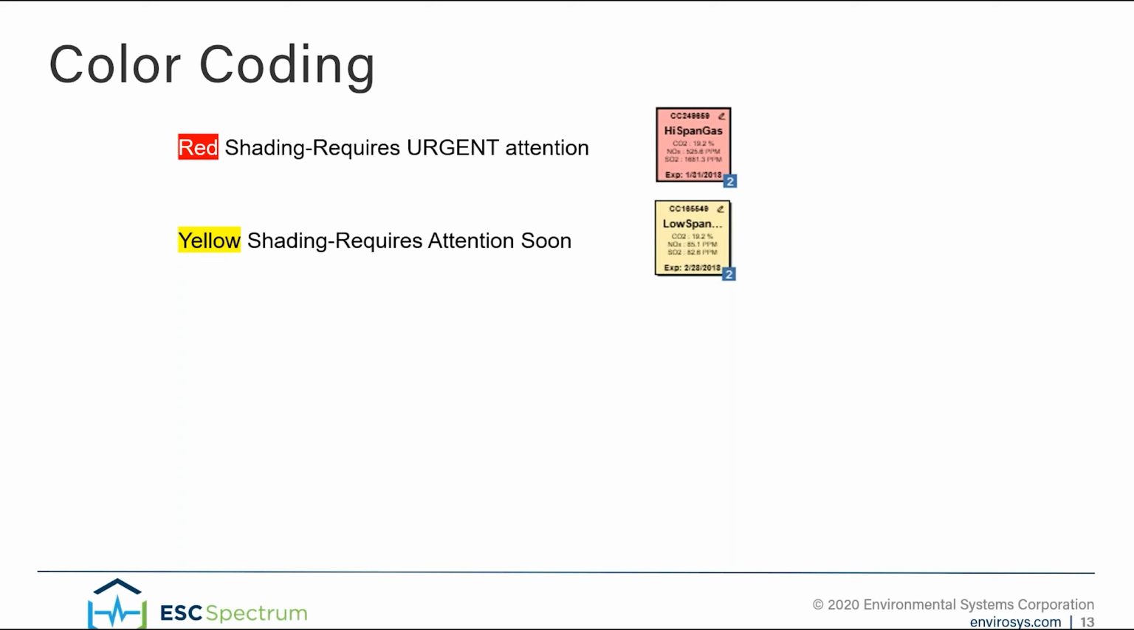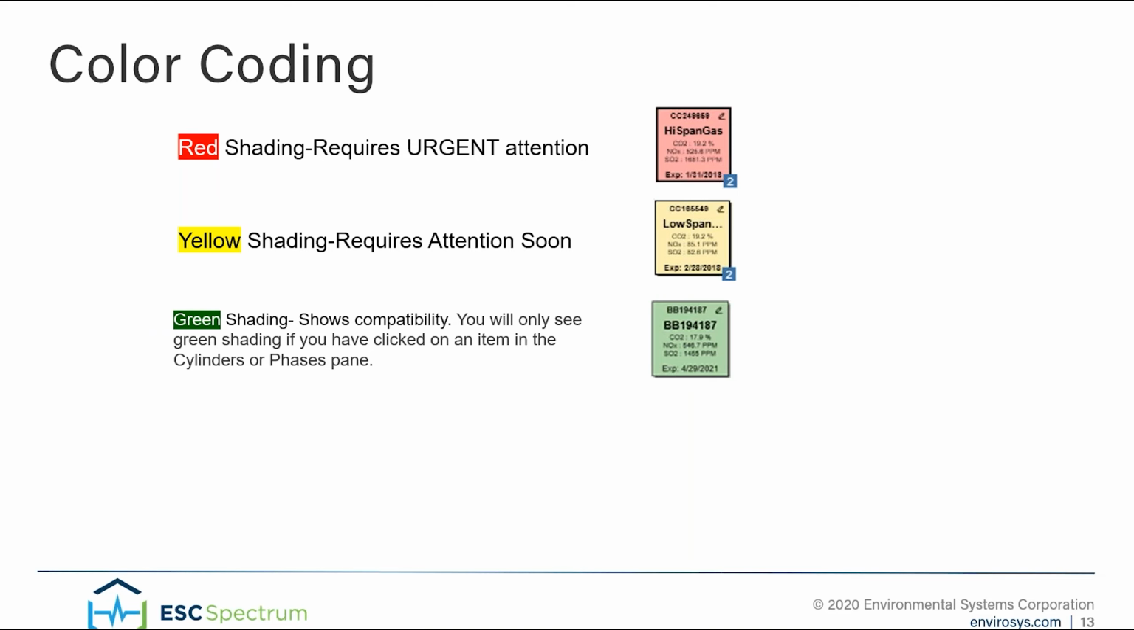If you see yellow, that means that this particular bottle is going to expire soon. What determines when it's going to expire is the expiration date that you've established in the system, as well as the warning days that you have put in there. So when we build a cylinder into our system, if we say that it expires on December 31st of 2020, and we say 30 days as the warning days, then on November 30th of 2020, those cylinders will start to show as a yellow background because they are going to expire soon.